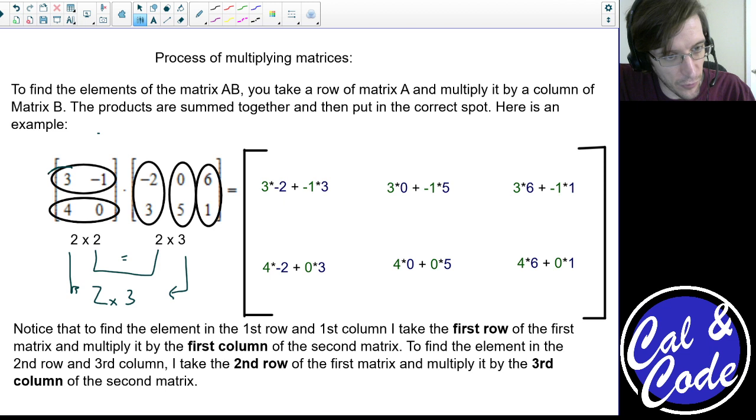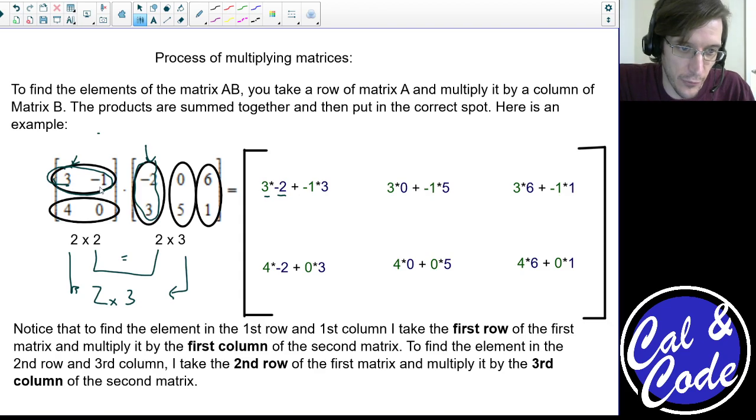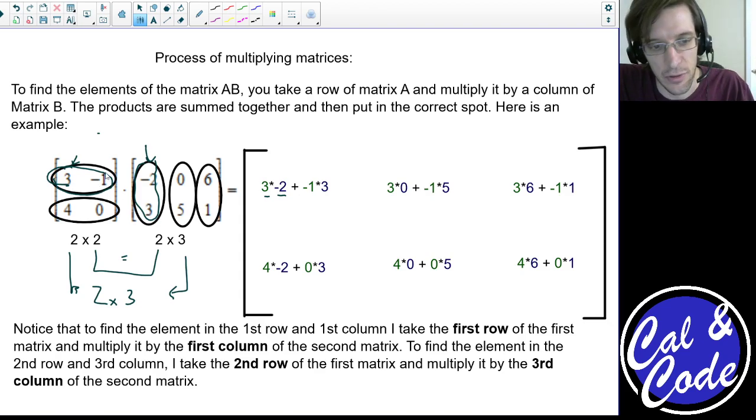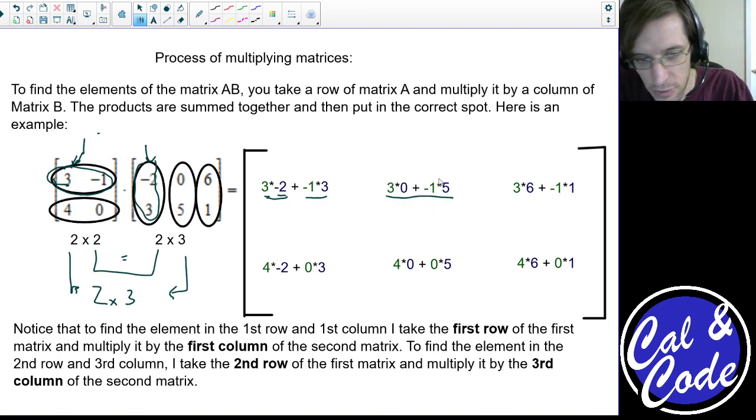I start off with the very first row in the first matrix, and I'm going to multiply it by the very first column in the second matrix. And what I get from that is this. The first number here gets multiplied by the first number there, 3 times negative 2. And then the second number in the first matrix gets multiplied by the second number in the second matrix, so negative 1 times 3. And we continue on in this fashion. Now I'm going to take the first row and multiply by the second column. So 3 times 0 and negative 1 times 5. That's where I get these answers.